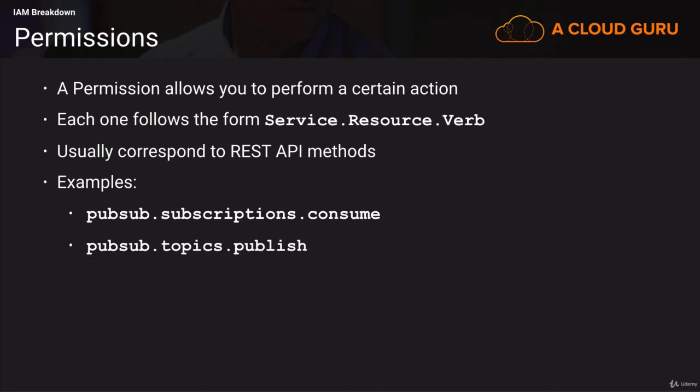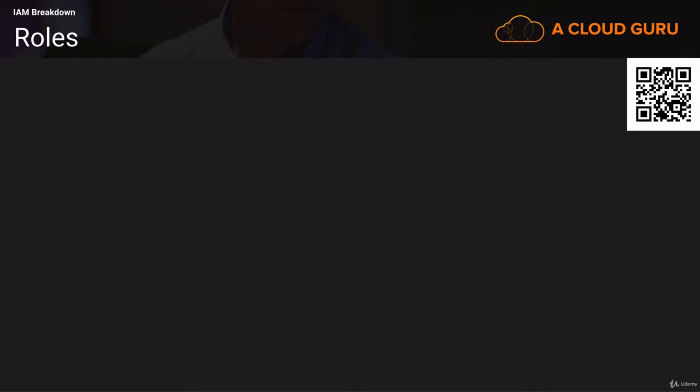Two example permissions are pubsub.subscriptions.consume and pubsub.topics.publish. These permissions would allow you to get data from or put data to pubsub, but wouldn't allow you to define new topics or add new subscriptions. You would need different permissions for those things. Next, let's take a look at roles.